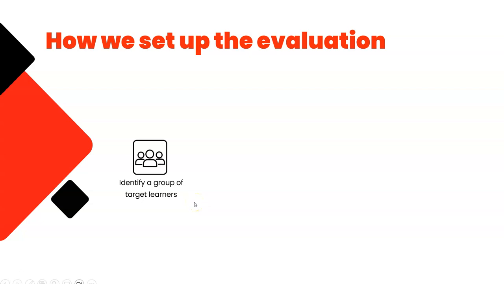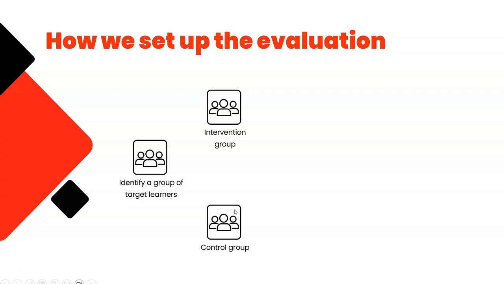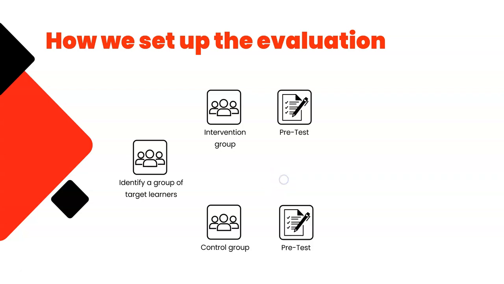The first thing we ask you to do is identify a group of target learners that you're working with. Use the What Works Teachers platform to randomly allocate these to the intervention and the control group. Complete the maths assessment with both groups.